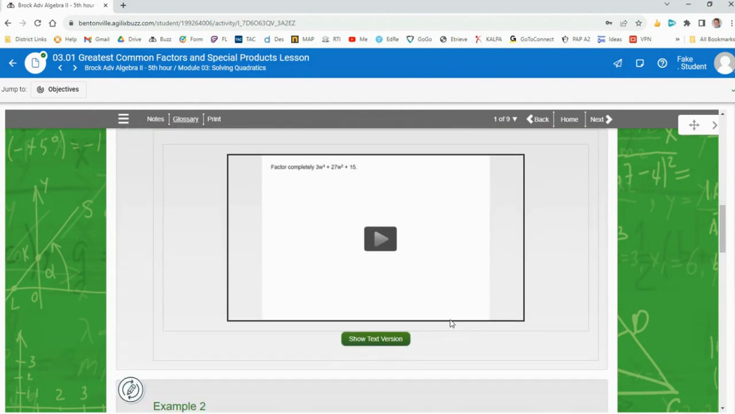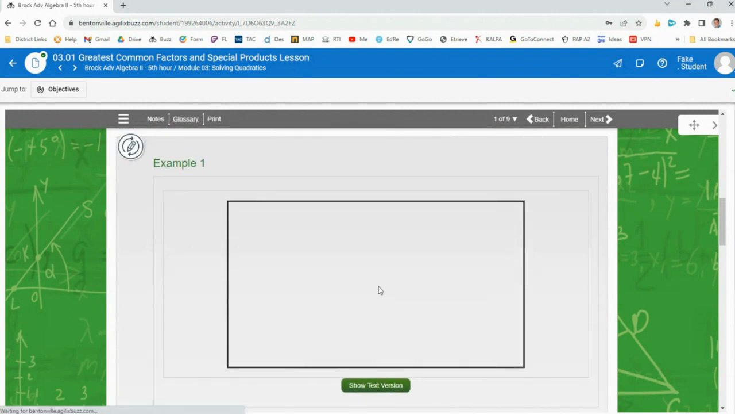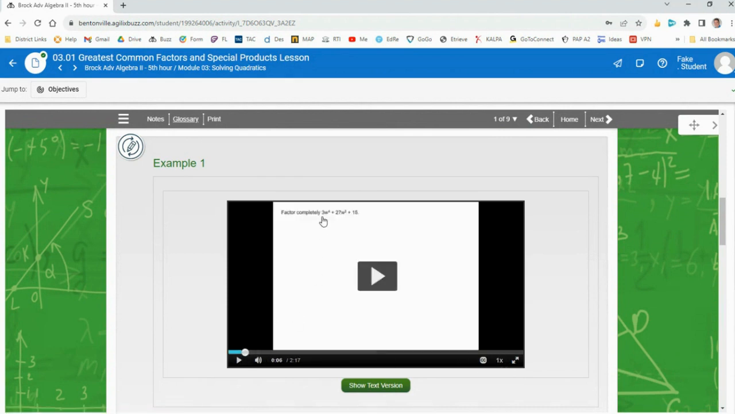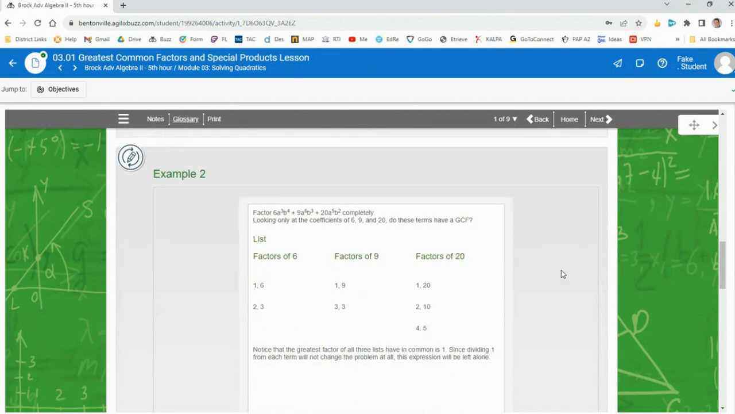All right, so they have an example here. I won't do this example since you have a video right here you can watch. In 2 minutes, it will factor 3w to the 4th plus 27w squared plus 15. But I'm going to do this one. It's a little bit more complicated, so I'll do this one on paper. Let me write this down real quick.